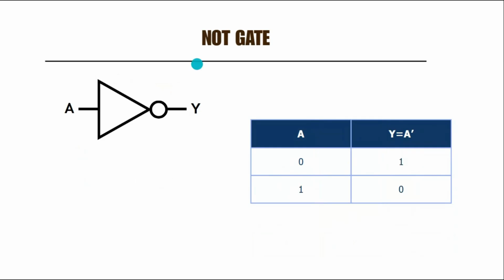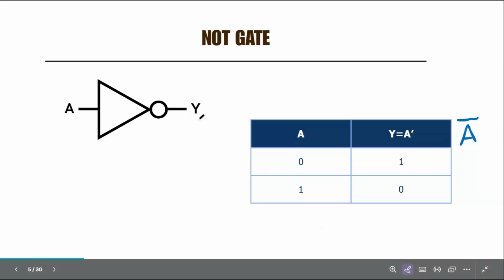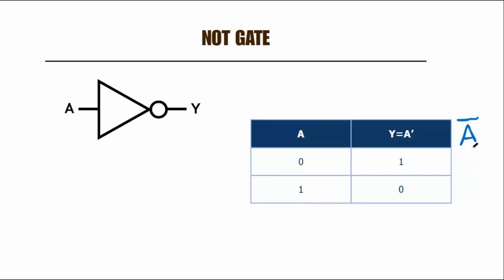Next basic gate is the NOT gate. This is the logic symbol of the NOT gate. It has one input A and one output Y. And the output Y will always be a complement of its input A. Therefore, this gate is also known as an inverter gate. The output of a NOT gate is given by Y equal to A complement or Y equal to A bar.